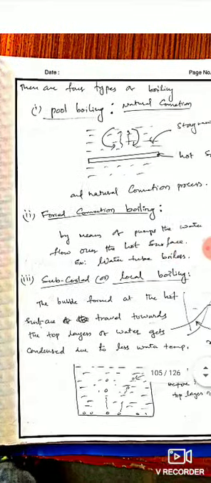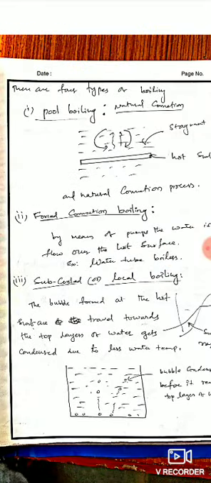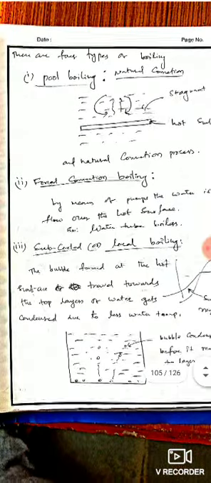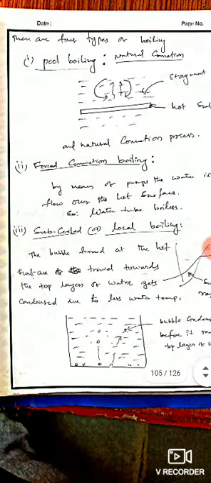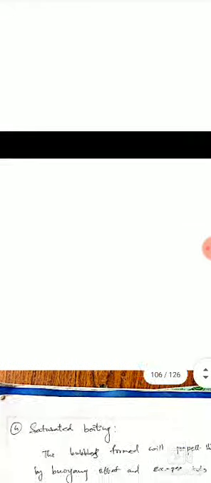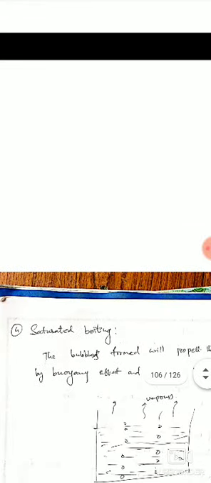Next, types of boiling. There are 4 types of boiling, namely one is pool boiling, which is purely natural convection, forced convection boiling, subcooled or local boiling, and one more, the fourth one, saturated boiling.